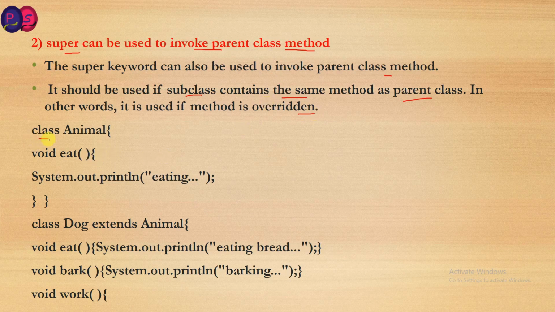Here also we have created a class Animal. In that, the method used is eat, which prints eating. Then we have created a subclass Dog. In that there are three methods: eat, bark, and work. In eat, it is printing eating bread. In bark, it is printing barking.